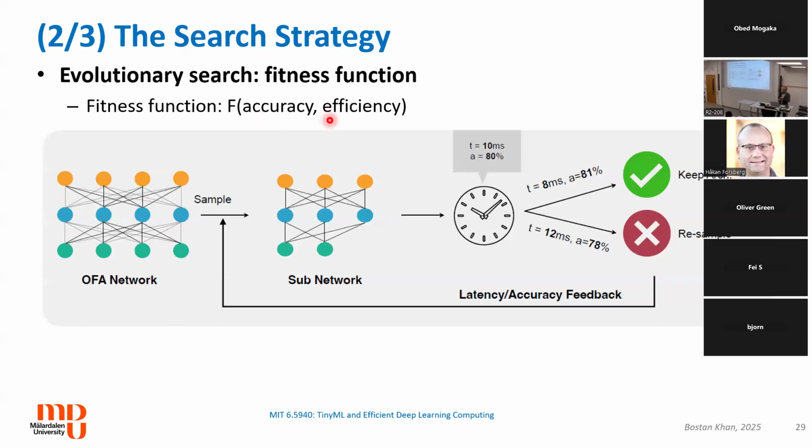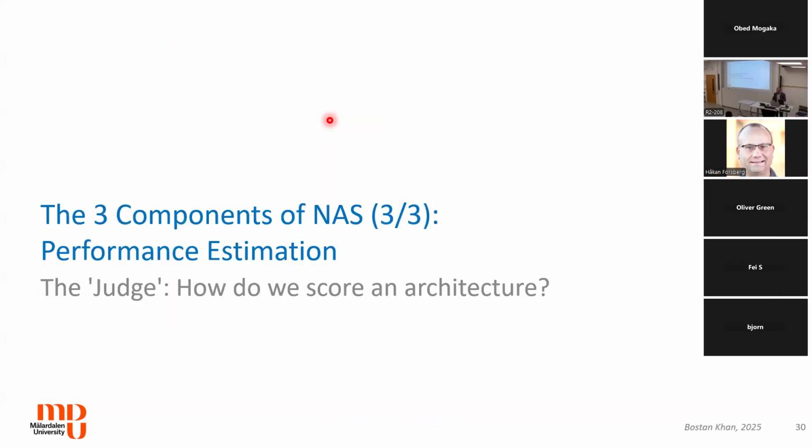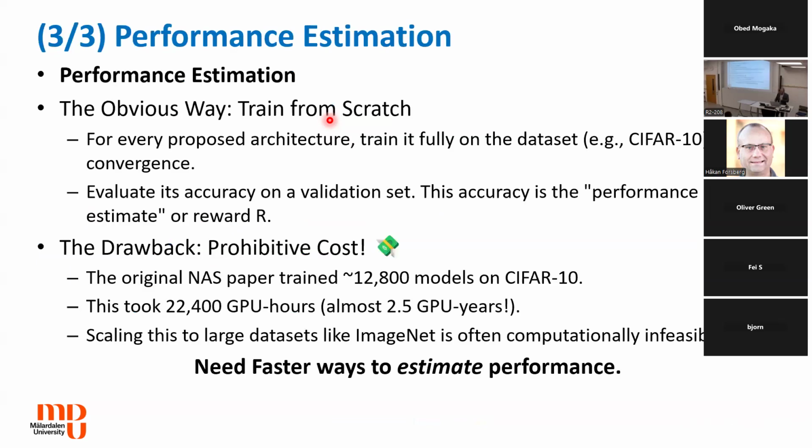So we discussed the search space. We have now discussed the search strategy, right? How do we search for these subnets or these models? The third thing is performance estimation. How do we actually judge a subnet or an architecture quickly? The obvious way of estimating the performance of an architecture is, for any proposed architecture, train it fully on the data set until it converges, and evaluate its accuracy on a validation set. This is our reward or performance estimate in this case.